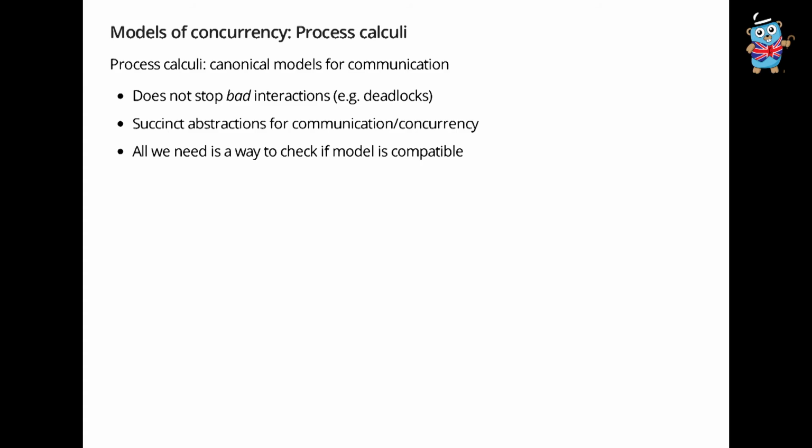The problem with these models is that it's a very succinct representation of communication, but it doesn't really stop bad interactions from happening. So it's like giving you a programming language. You can still shoot yourself in the foot if you do something stupid. But now that we have a very accurate model of communication, all we need is to check if the model is okay, whether the models are compatible with each other.